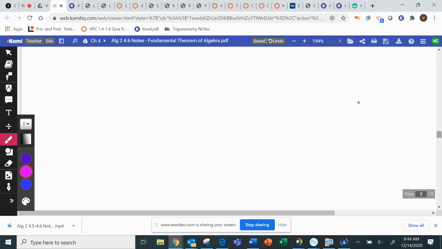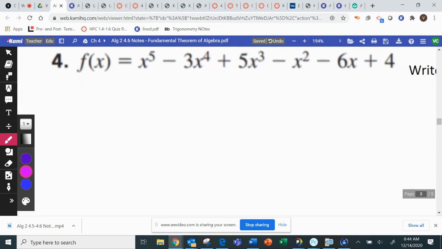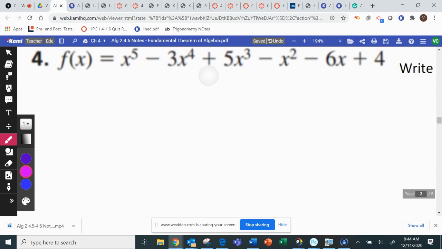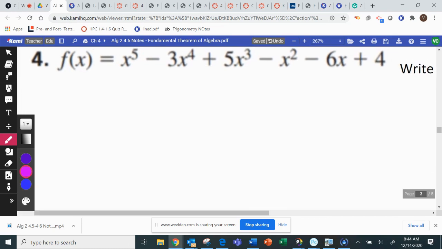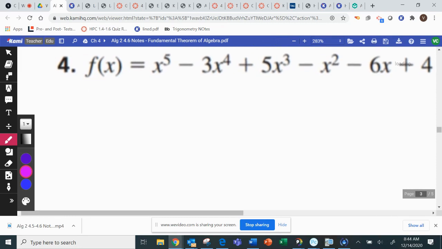All right, one more, and I have written on here, write small. That must mean it's going to take up a lot of space. Let's go graph it first. Remember, you're using the computer so you can zoom in way far. So when I said write small before, I couldn't do that with paper. It didn't used to work.